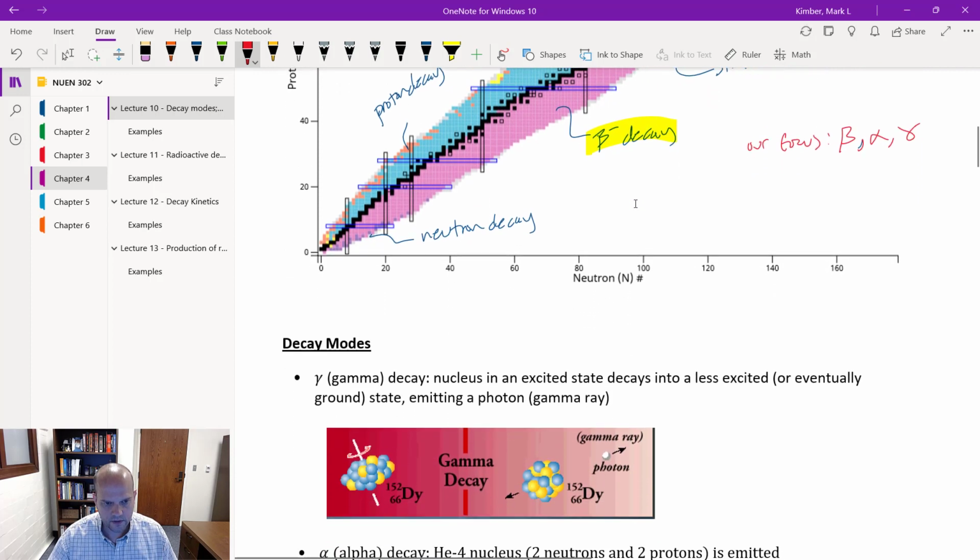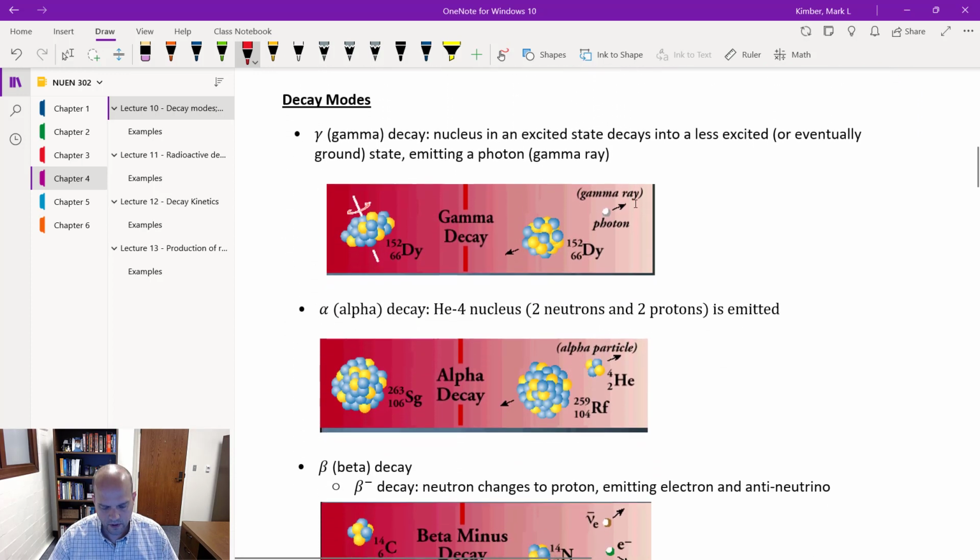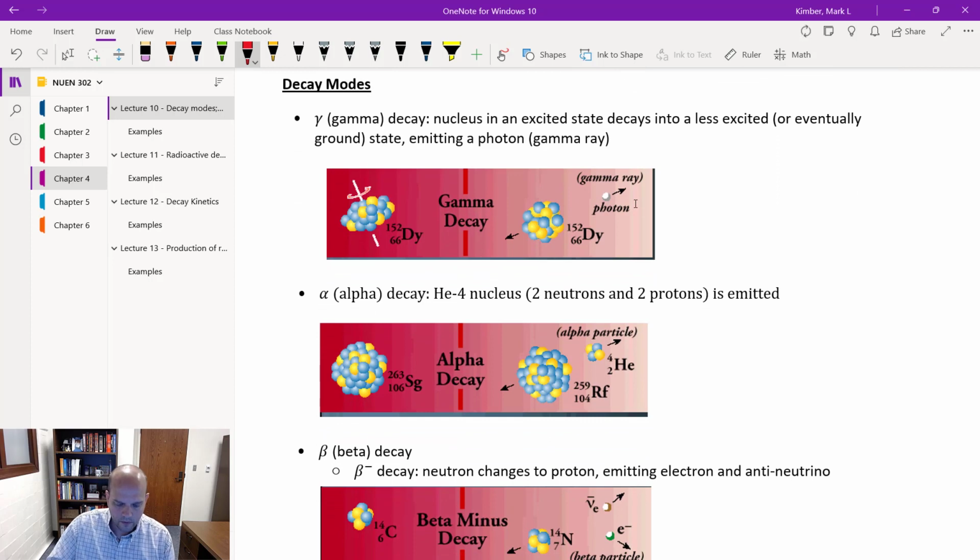So let's go through each of these. First, we'll start with gamma decay. What's happening here is that the nucleus is in an excited state, and it's going to decay down to a ground state. And in the process of doing that, it's going to emit a photon. And so the reaction looks something like this.